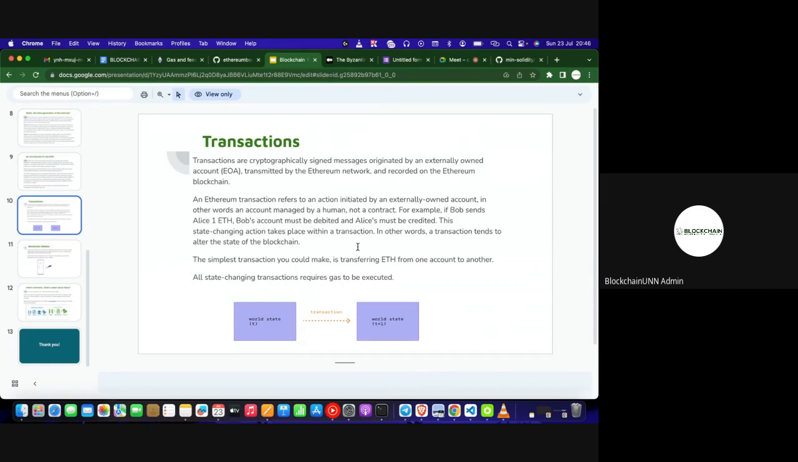So we just carried out a simple ETH transfer. Basically, what transactions do is they change the state of the blockchain. Before I sent 0.01 ETH, Ethereum was at world state T. Now I carried out a transaction and Ethereum changed from world state T to world state T plus one. That was a new transaction that updated the state of Ethereum.